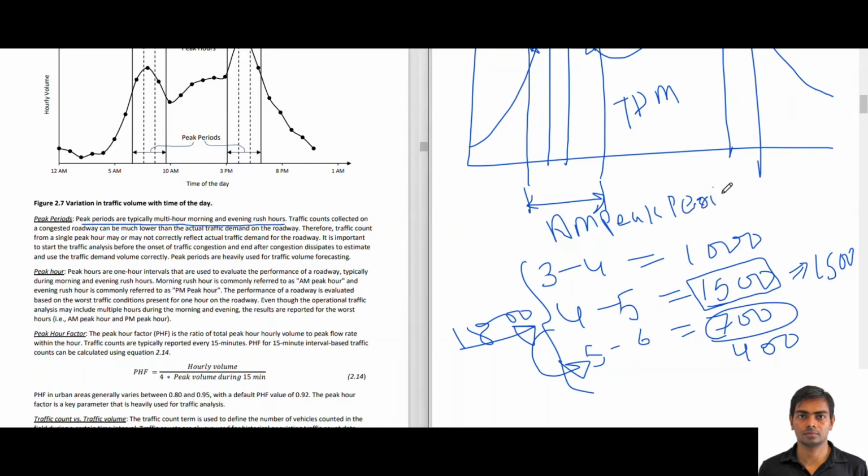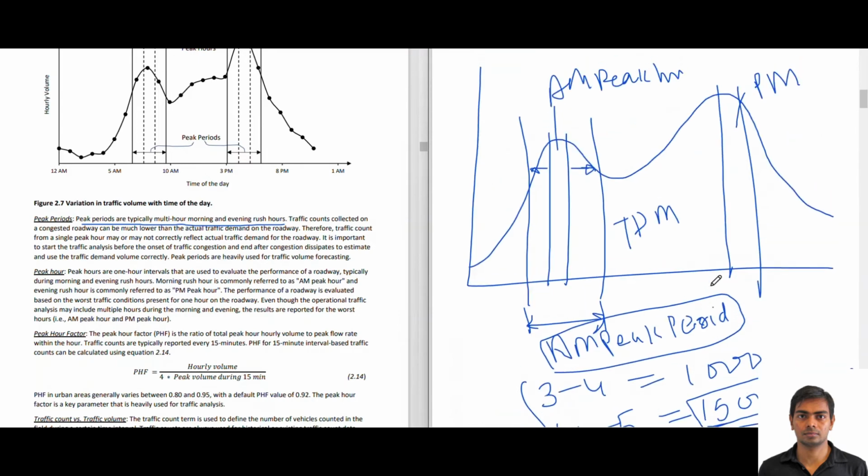So one use of the peak period is to capture the volumes that are stuck in the traffic before and after the peak hour. Even though we are not going to capture everything, because some of the vehicles will reroute through another roadway, and we will talk about it soon.